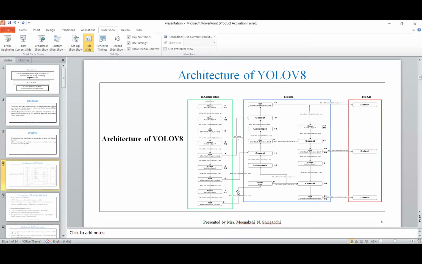The neck then fuses these features at different scales, often using FPN or PAN to enhance the model's ability to detect objects of various sizes and improve contextual understanding. The head then processes the fused features to perform the actual object detection by predicting the bounding boxes, objectness scores, and class probabilities.